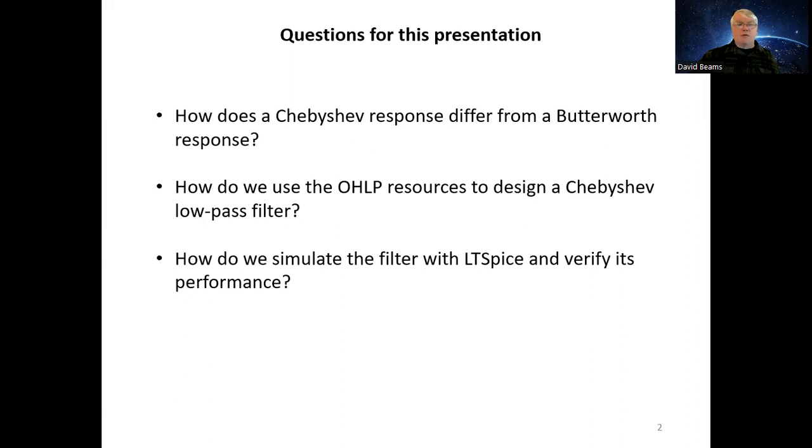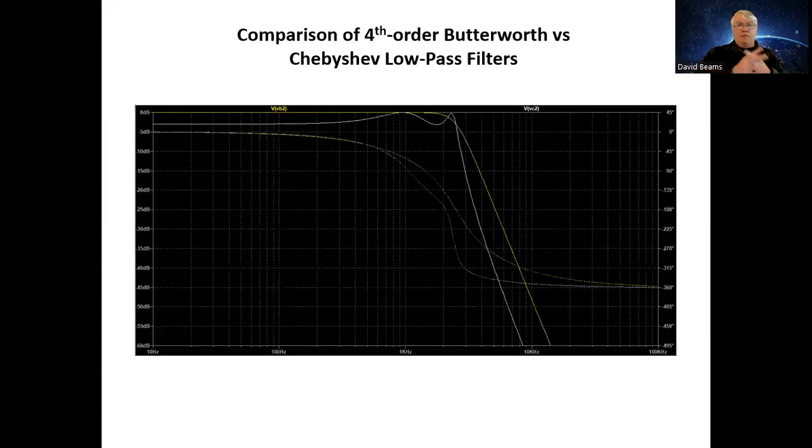So let's take up the first question. Here I have a comparison of the frequency response of a Butterworth fourth-order low-pass filter and a fourth-order Chebyshev low-pass filter. The Butterworth response is this yellow curve, and you notice that at low frequencies, the gain is absolutely flat, 0 decibels, and then it rolls off smoothly and makes its transition toward the stop band.